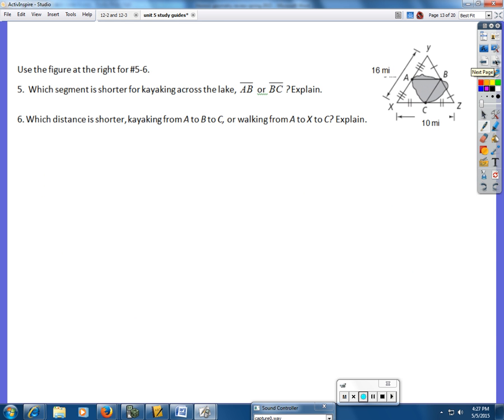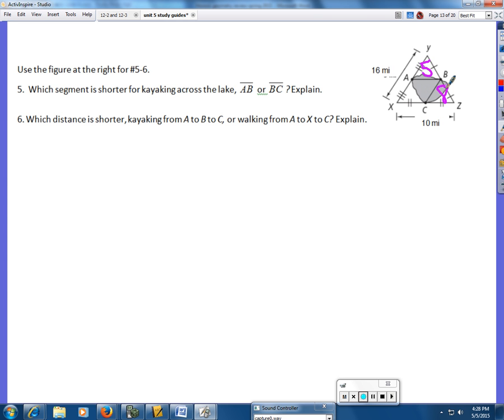Number 5, I have a triangle with mid-segments here. So I have mid-segment AB that goes to the base XZ and mid-segment BC that goes to the base XY. I know these are mid-segments because each of these points is a midpoint. So for number 5, I need to find the length of AB and BC. Well, AB is half of this length, which is 5, and BC is half of this length, so that's 8.